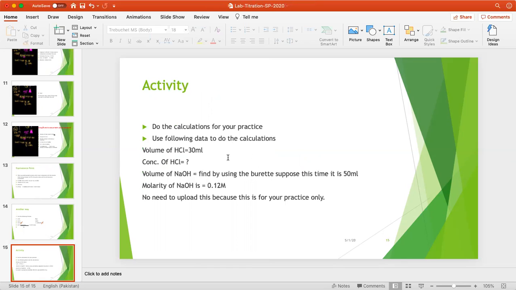So activity आपकी ये है कि do the calculations for your practice. Use the following data to do calculations. This time take the volume of HCl as 30 milliliters, and concentration of HCl find out. Volume of sodium hydroxide find by using the burette. Suppose this time it is 50 ml. आपकी reading आ गई. और sodium hydroxide की जो concentration है वो आपने 0.12. Apply these figures and calculate it. Okay. And no need to upload this because this is for your practice only.